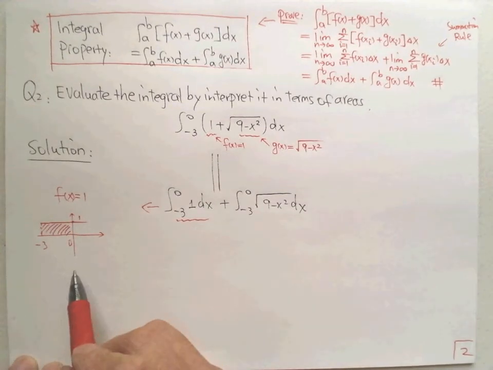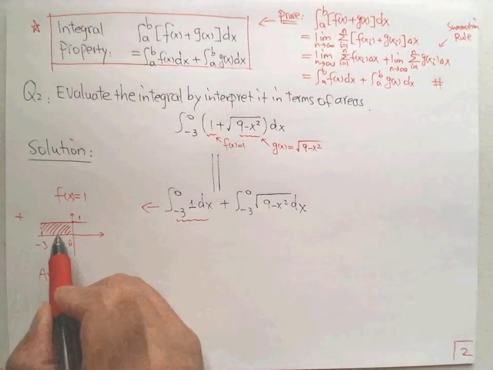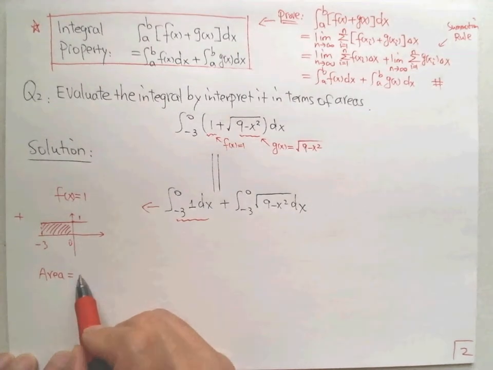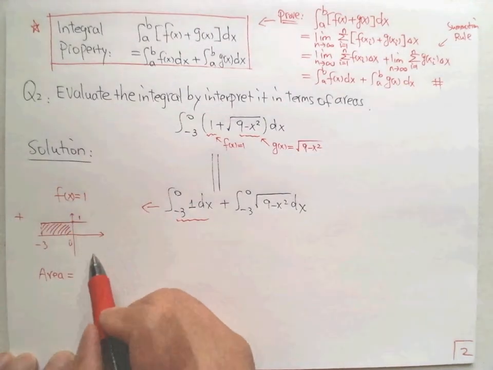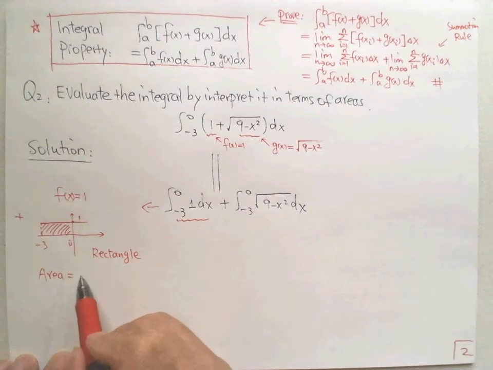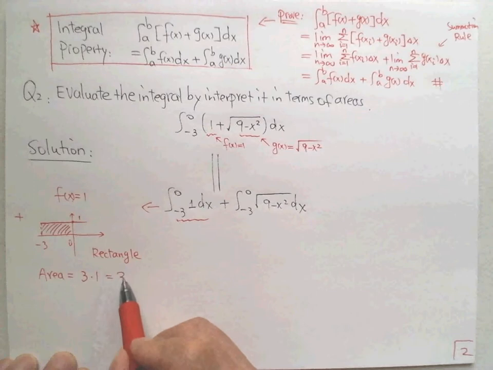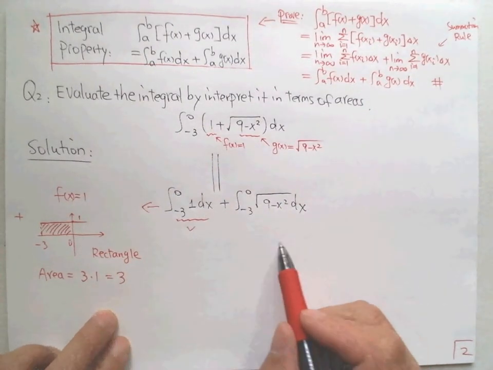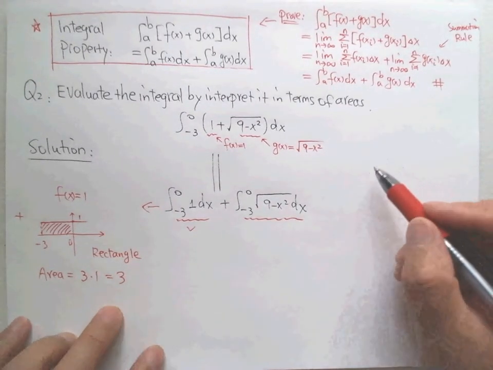So this area is the first integral. So we can find out what the area is, right? This is positive because it's above the x-axis. So the area equals this rectangle, right? We can say this is easy to find. The area of the rectangle is 3 times 1, right? What we get is 3. It's easy. So this one we're done. Then we move to calculate the area of this.